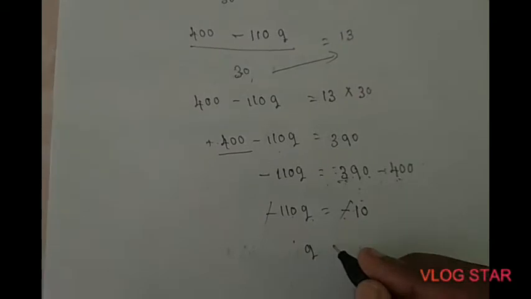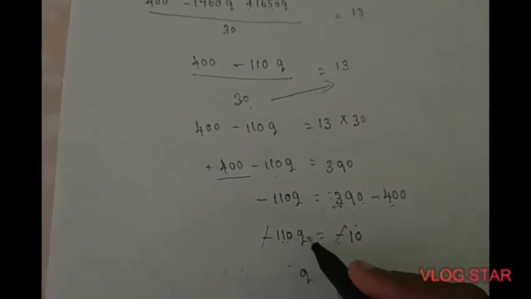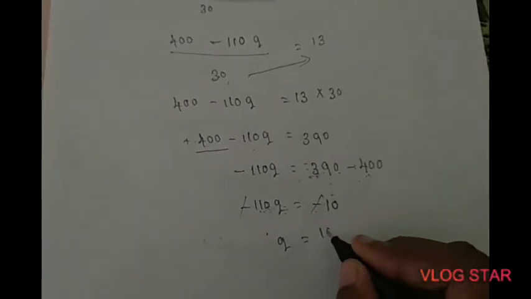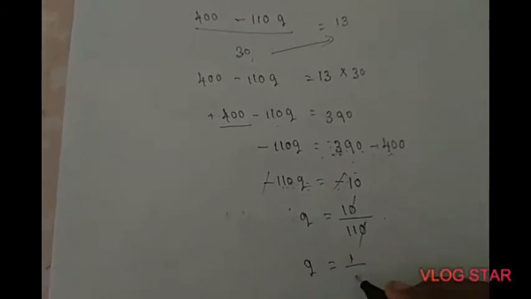We need q only, so we have to separate q on the left hand side. 110 is under multiplication, that will interchange to division. Then we will get 10 divided by 110. When we cancel the two numbers, 0 and 0 will be cancelled. We will get q equal to 1 by 11. Okay. Then now next we have to find p value from this value. We will substitute this q value in any equation. We will get the p value.